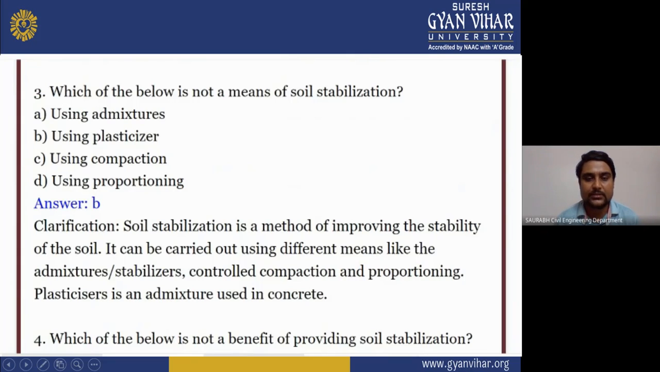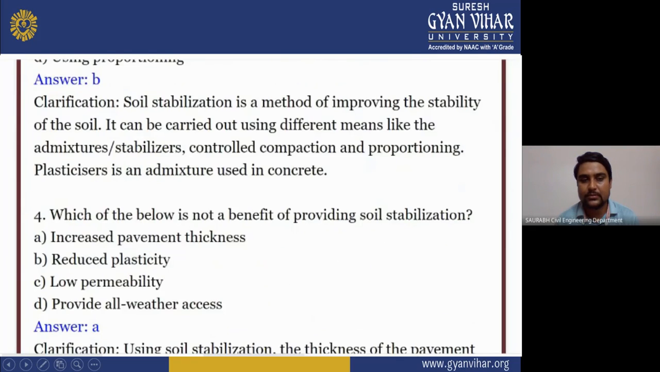Soil stabilization is a method of improving the stability of the soil. It can be carried out using different means like admixture stabilization, controlled compaction and proportioning. So plasticizer is an admixture which is used in concrete. It is not used in soil stabilization. Come to the fourth question.